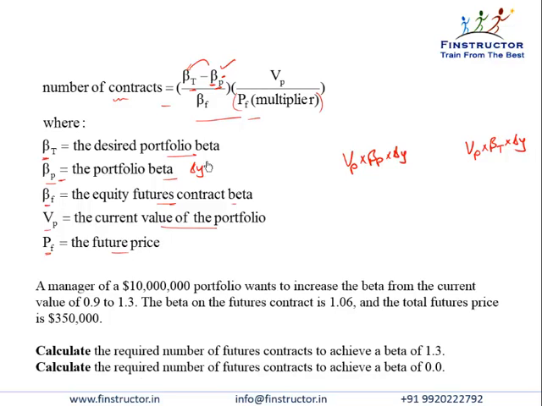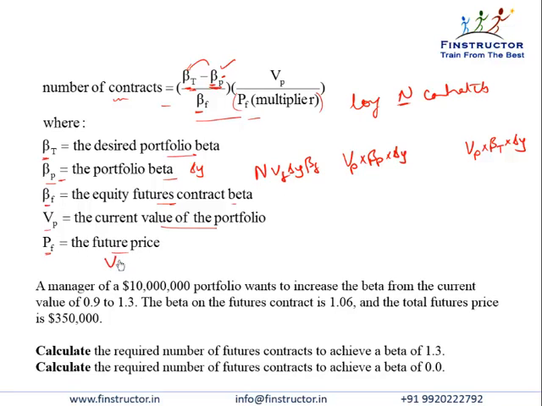So what we want is that we want to change the beta of our portfolio from beta P to beta target. What we have at our disposal is a futures contract with a beta of beta F. Let's assume that we long N contracts. So if we long N contracts, the value of those N contracts will change by N into the value of one contract into delta Y into the beta of the futures.